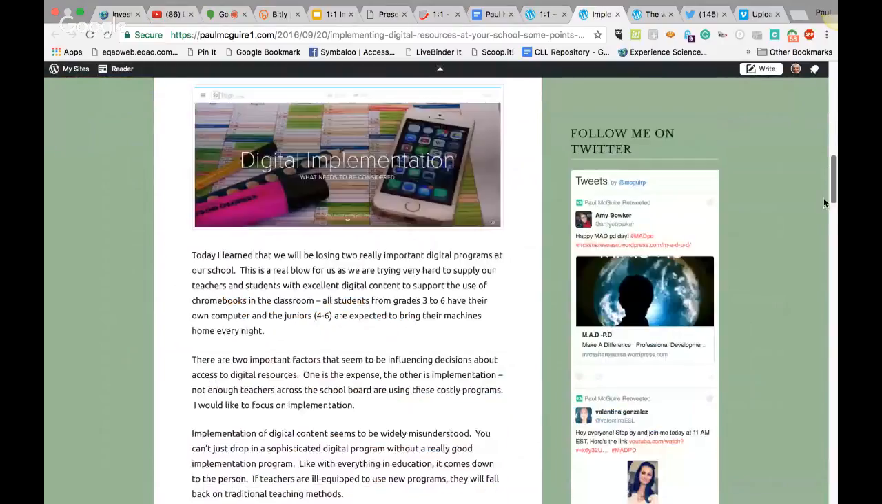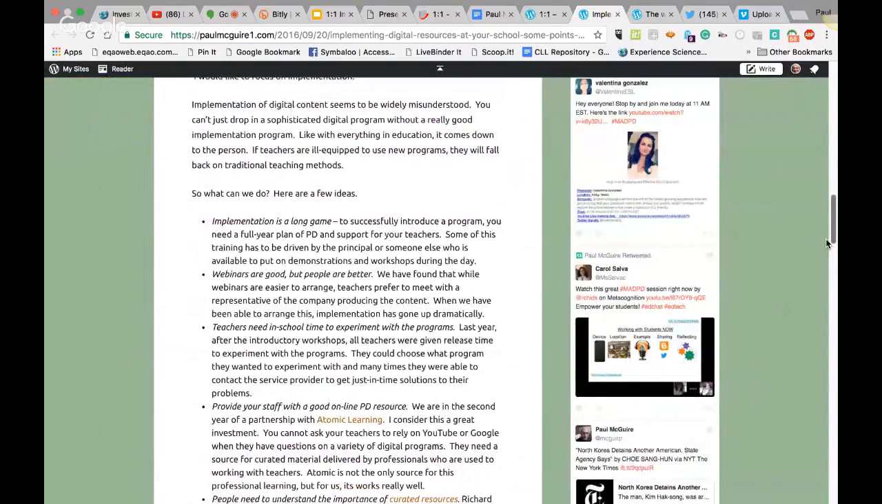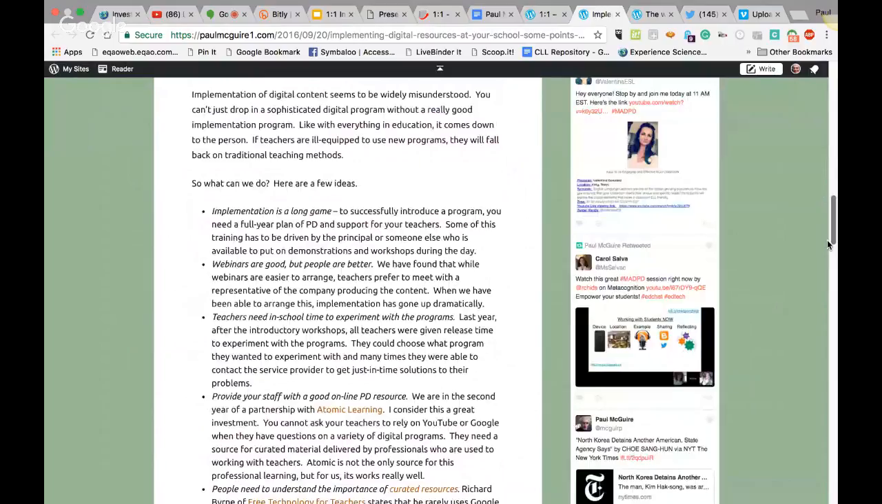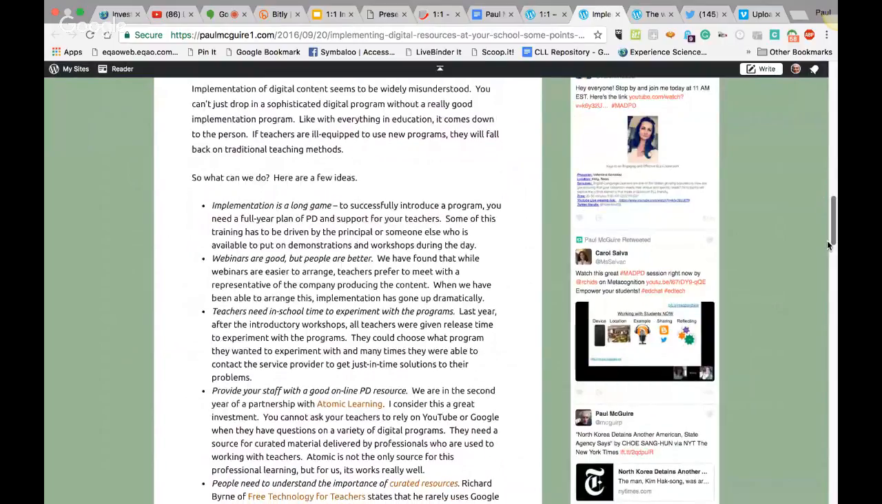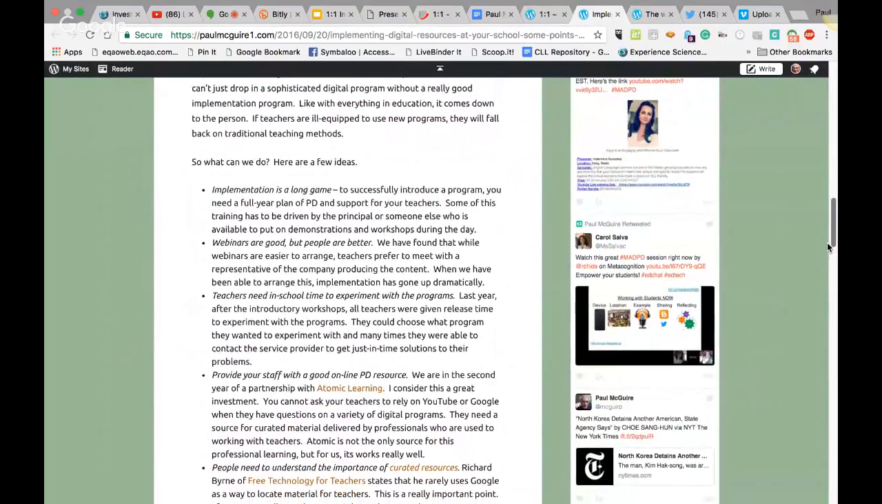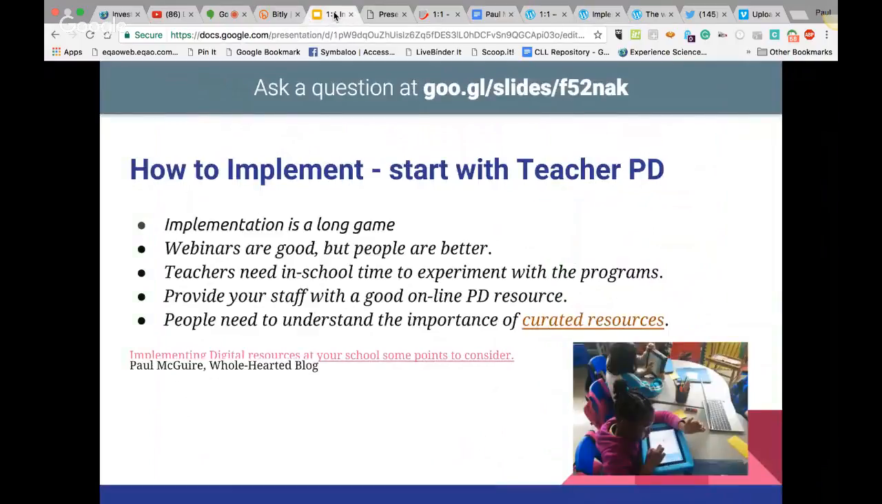In the article, you'll see there are a few ideas that are really important when it comes to implementation, what works and what doesn't work. And again, most of the points have to do with people. It's not all about machines. What really needs to happen is you need to get teachers to buy in, and then you have to give teachers the time and the resources so that they can learn about the machines and what they can do with them. That's really essential. Otherwise, it's just not going to work.